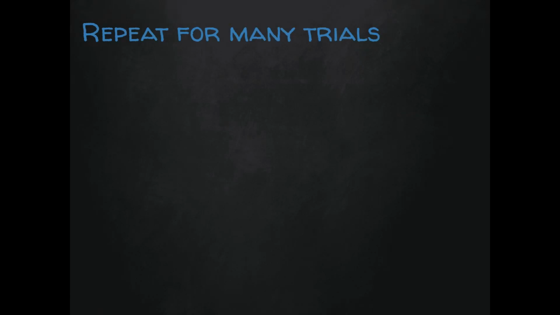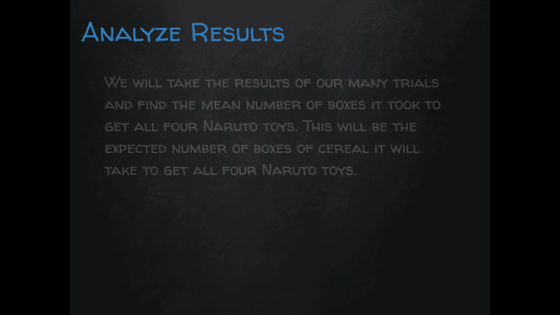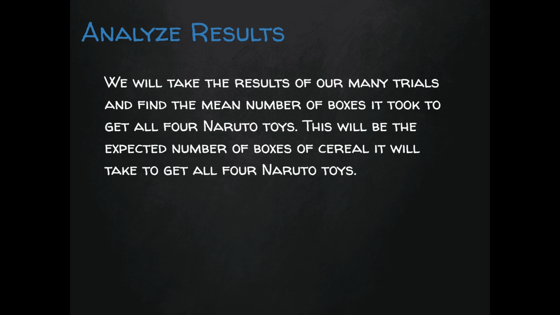We would repeat this for many trials, and here we're not actually doing it, so we should make the comment, hey, we will repeat this a large number of times. Analyze results. We want to talk about what we would do after we ran our simulation. Well, we would take the results of our mini trials and find the mean number of boxes it took to get all 4 Naruto toys. This would be the expected number of boxes of cereal it will take to get all 4 Naruto toys.